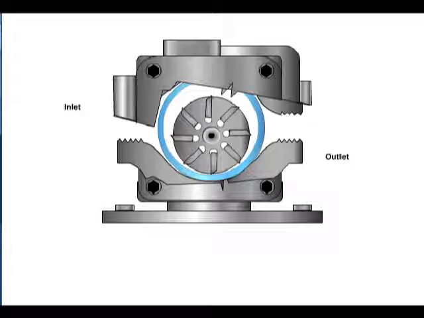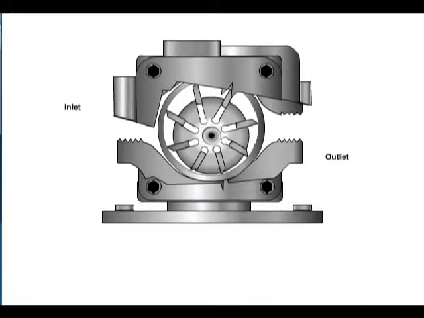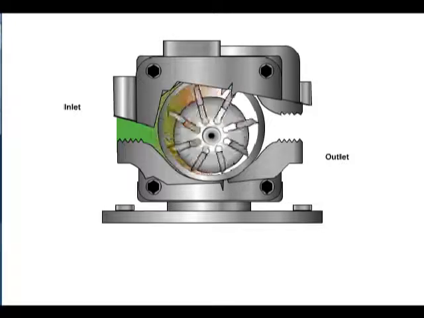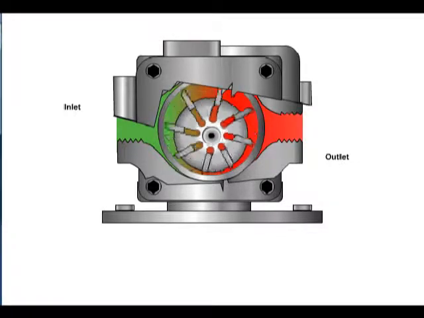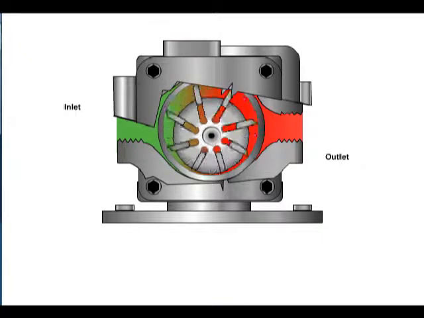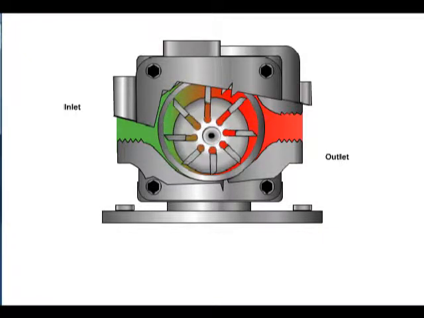As the rotor is turned, the vanes are thrown out by centrifugal force and contact the ring or housing, forming a positive seal. Fluid enters the pump and fills the large volume area formed by the offset rotor. As the vanes push the fluid around the cam, the volume decreases and the fluid is pushed out the outlet port.